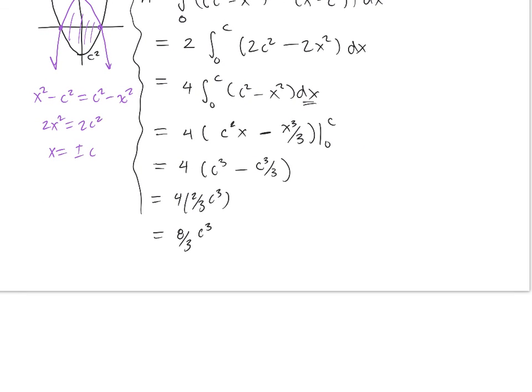And then you set this thing equal to 576. And you end up with c cubed equals 216, and you get c is equal to 6. That is not a cube root that I knew by heart until I did this problem.